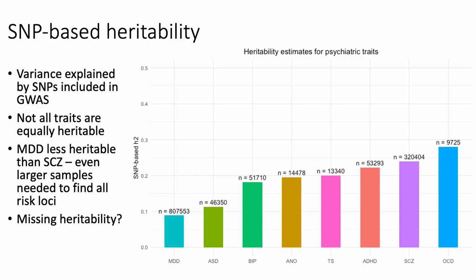So we'll need even larger sample sizes, well into the millions probably, to discover everything that there is potentially to discover about the genetics of depression. And we also still need larger sample sizes for schizophrenia as well.